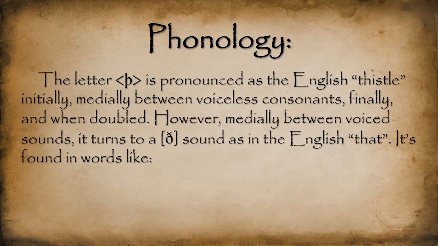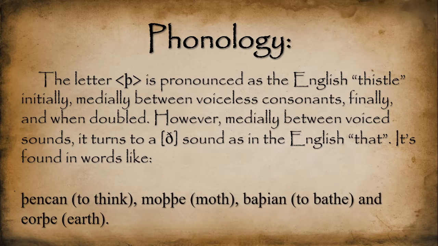The letter thorn is pronounced as in the English thistle, initially, immediately between voiceless consonants, finally, and when doubled. However, immediately between voiced sounds, it turns to a the sound, as in the English that. It's found in words like thencan, to think, moththe, moth, bathian, to bathe, and eorthe, earth.